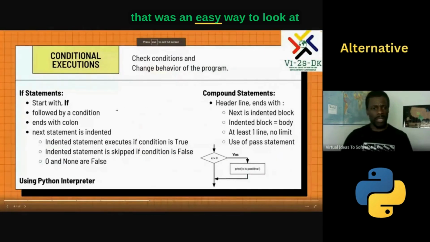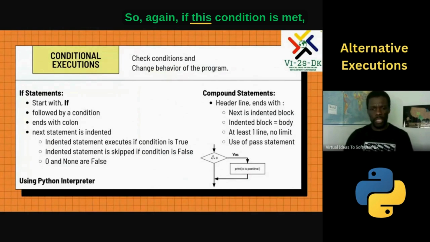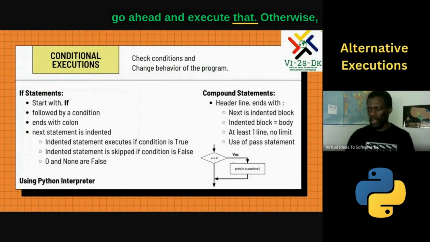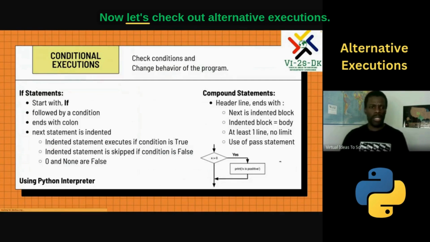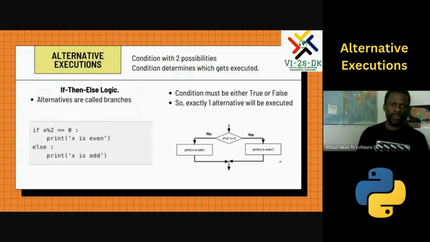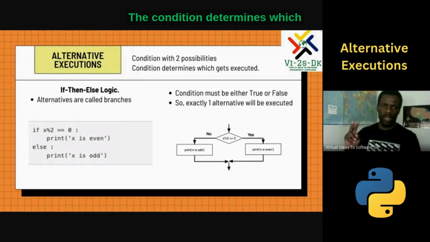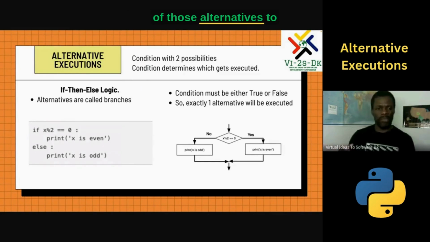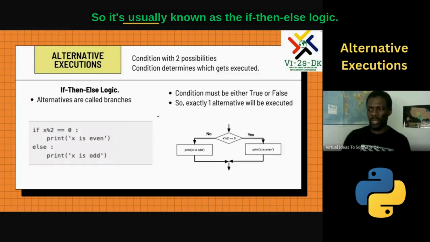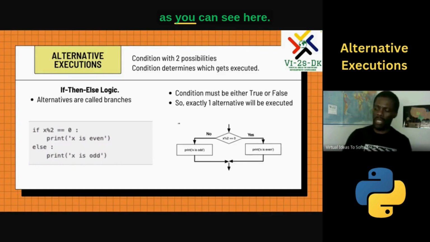So that was an easy way to look at conditional executions. So again, if this condition is met, go ahead and execute that. Otherwise, skip it altogether and just go straight to the next line of code. Okay. Now let's check out alternative executions. Alternative executions is usually when you have two possibilities. The condition determines which of those alternatives to execute. It's usually known as the if then else logic. Each of those alternatives are known as branches, as you can see here.